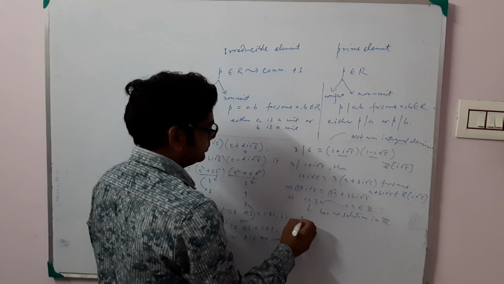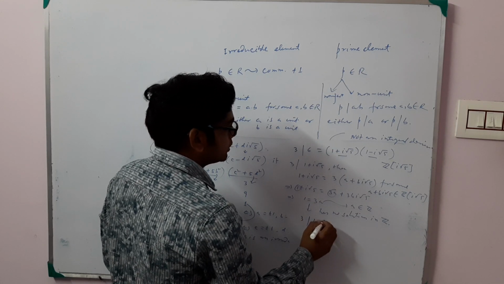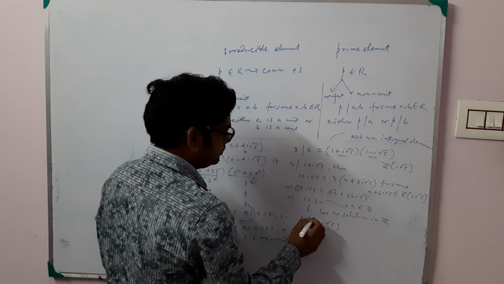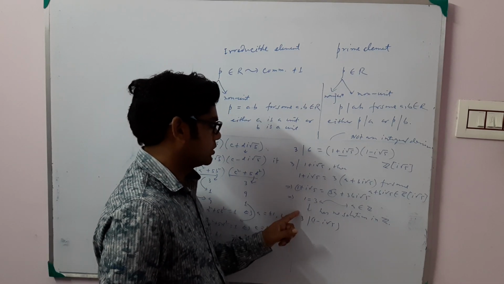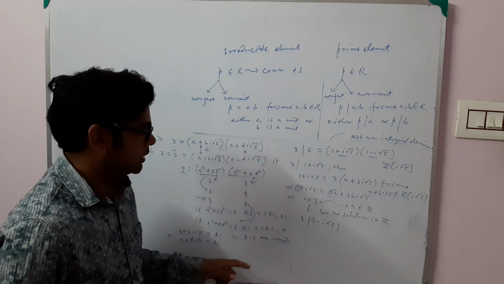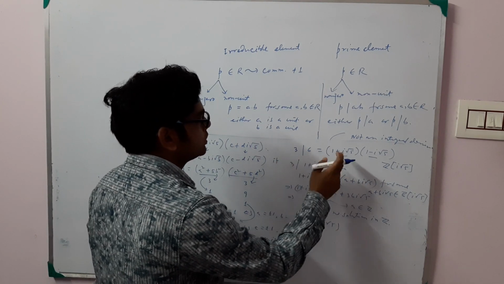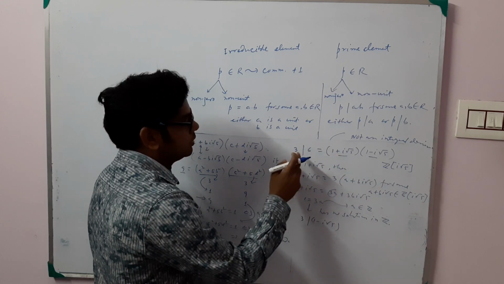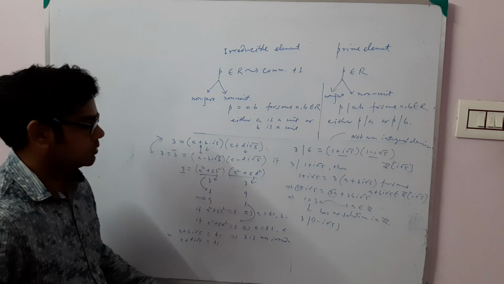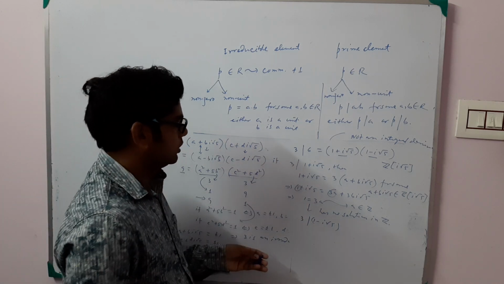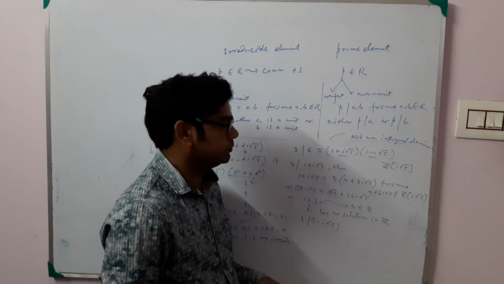So this is not possible. Similarly, if we take 3 divides 1 minus i root 5, we can show that this is not possible by a similar process. So the conclusion is that 3 neither divides 1 plus i root 5 nor 3 divides 1 minus i root 5. So 3 is not a prime element in this ring. Thank you.